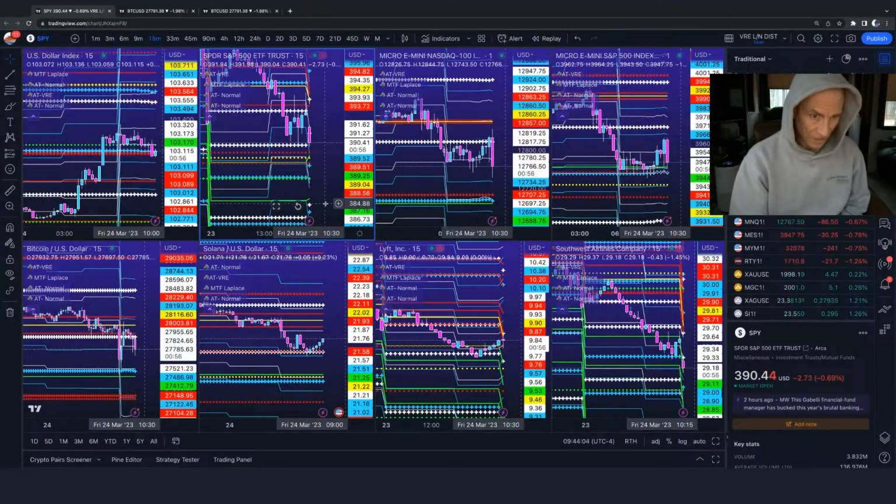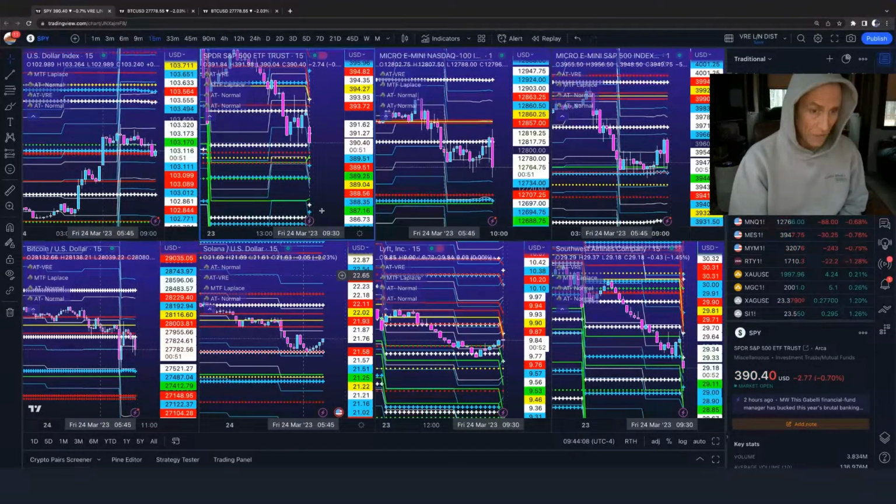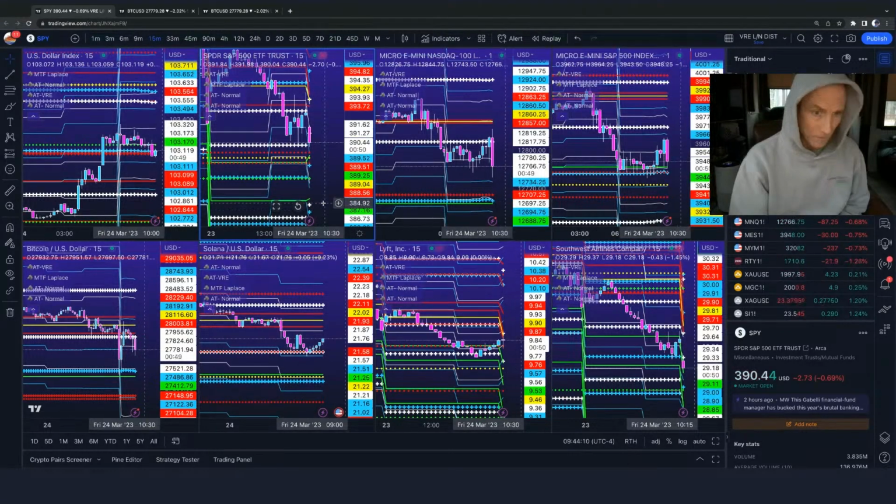SPY just shoots down to like the 95 Laplace. I mean, I'm looking up here. I'm looking for a bounce, right? I'm going to look for a bounce. I'm probably going to get a little closer. Maybe I'm looking at some calls up here at the top of the weekly.